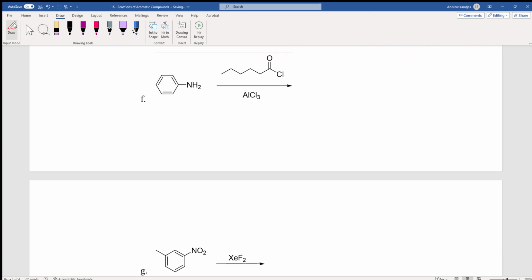Part F, we have another Friedel-Crafts, but amines are the other situation where Friedel-Crafts don't work well, so this is not likely to react.